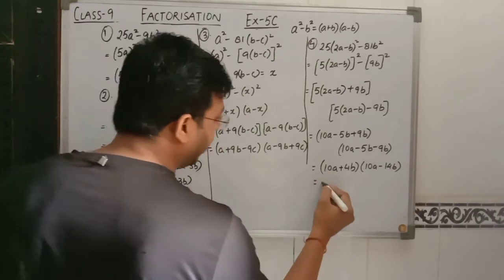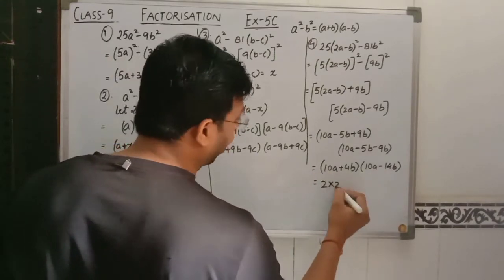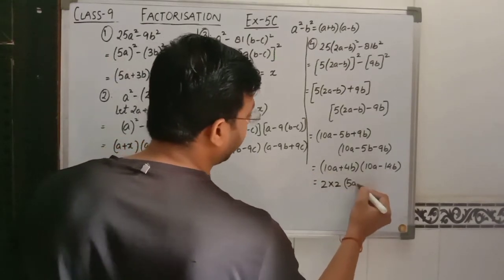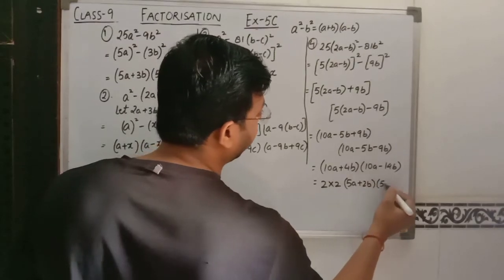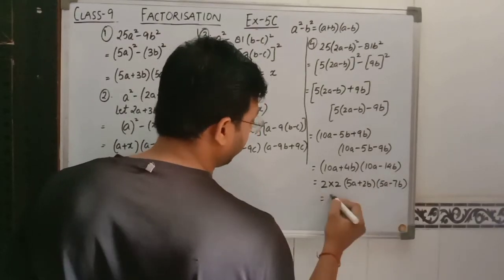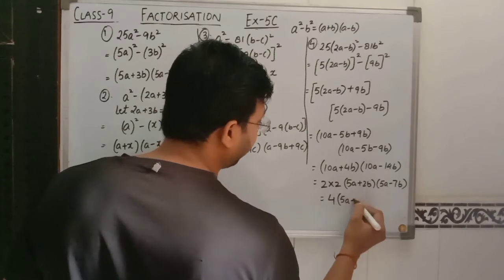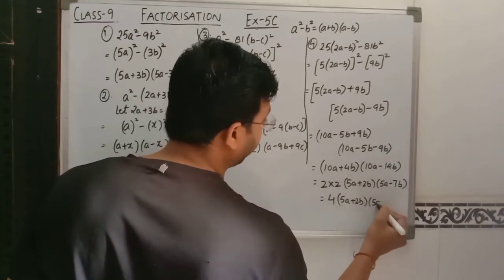Now in the first bracket 2 can be taken as common. In the second bracket also 2 can be taken. So 5a plus 2b and 5a minus 7b. So the final answer is 4, (5a plus 2b), (5a minus 7b).